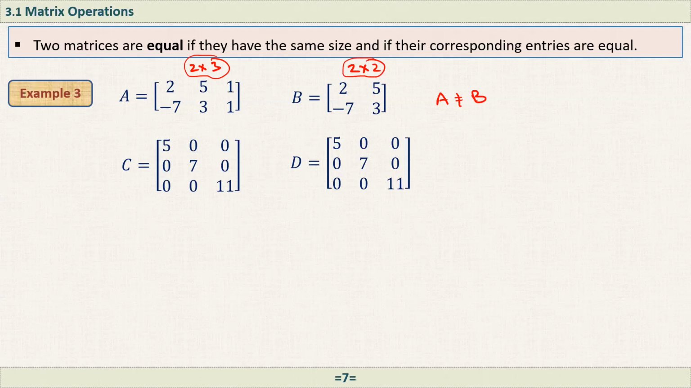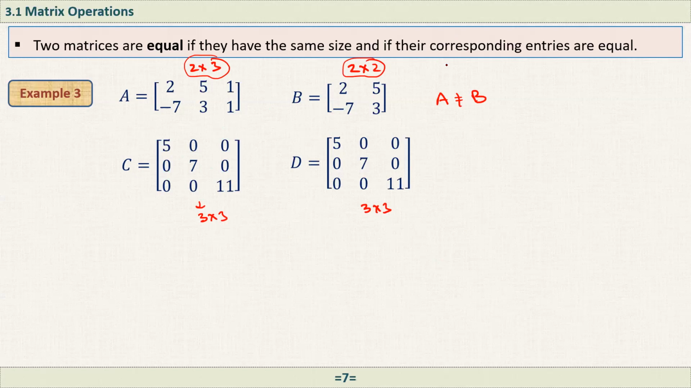And how about C and D? What can we say about C and D? Actually, this matrix is a 3 by 3 matrix, and this one is also 3 by 3. It has 3 rows, right? And it has 3 columns. And also the second matrix has 3 rows and 3 columns. So they have the same sizes.